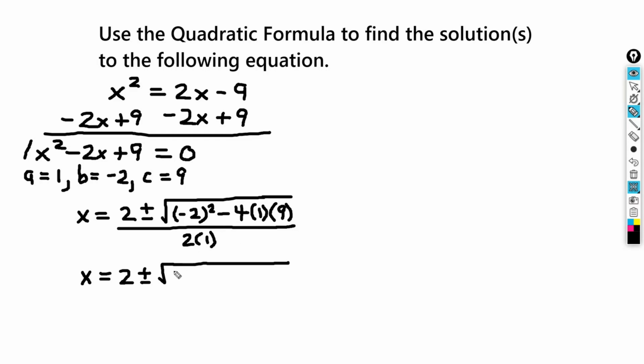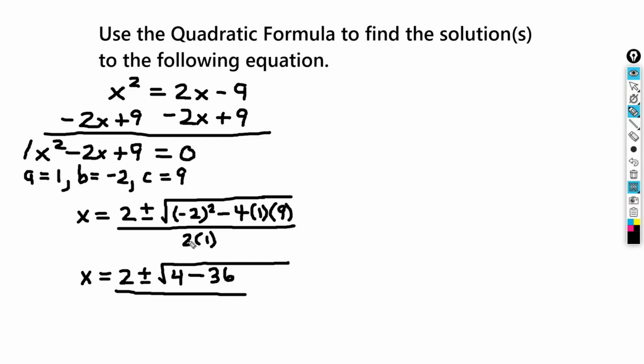Well, negative 2 squared is positive 4. And we have 4 times 1 times 9, that's 36. So we have 4 minus 36. So that means what's under the square root, which is called the discriminant, is going to be negative, which means we're going to have two complex solutions. And I'll show you what that means graphically in a moment.